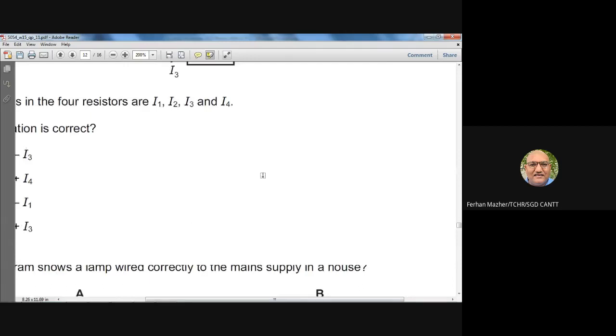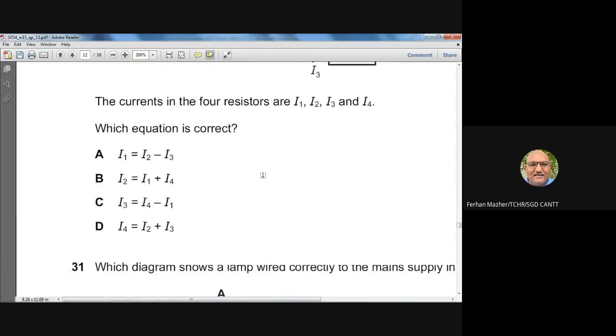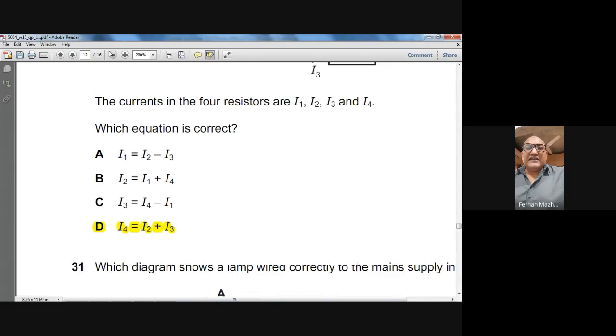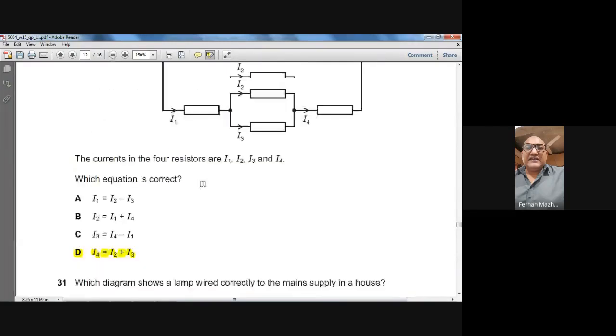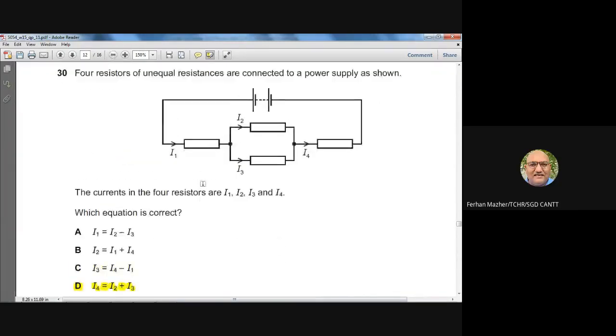So let me check the answers. I4 is equal to I2 plus I3, so D is the best option, sir. I think D is the best option. Question number 30, marking scheme says D.